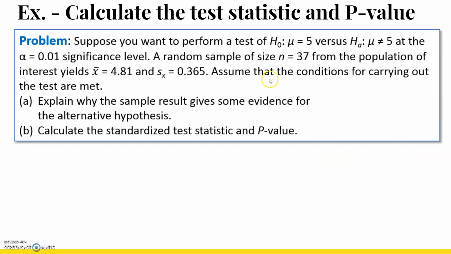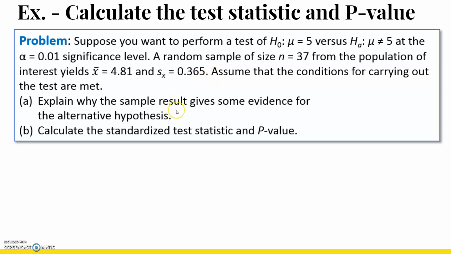All right, so now this problem says, suppose you want to perform a test of H naught: mu equals 5 versus Ha, the alternative hypothesis: mu not equal to 5, at the alpha equals 0.01 significance level. A random sample of size n equals 37 from the population of interest yields a sample mean of 4.81 and a sample standard deviation of 0.365. Assume that the conditions for carrying out the test are met.